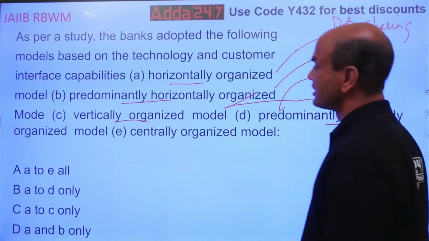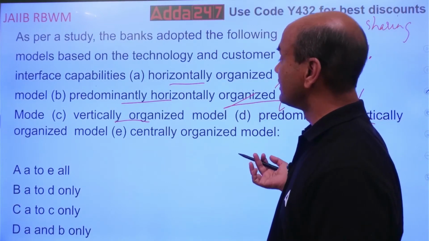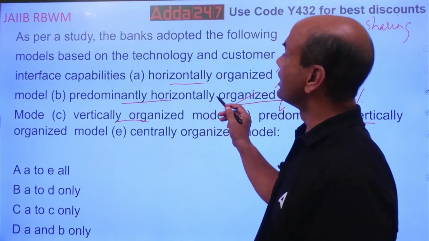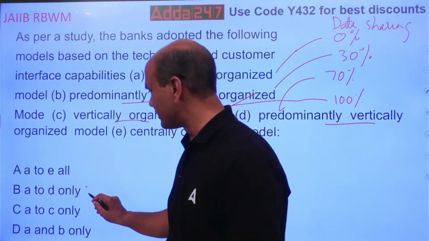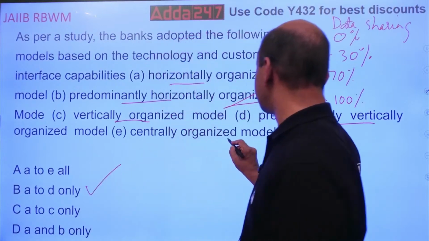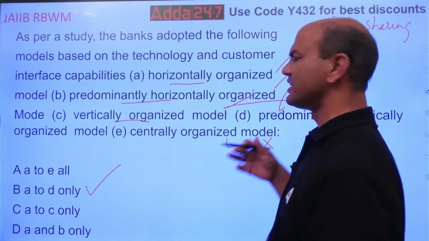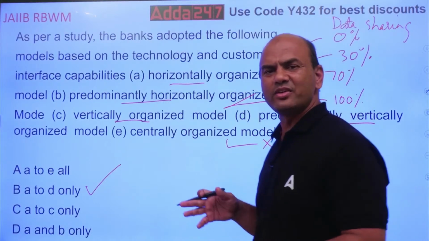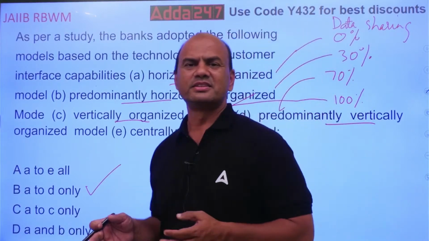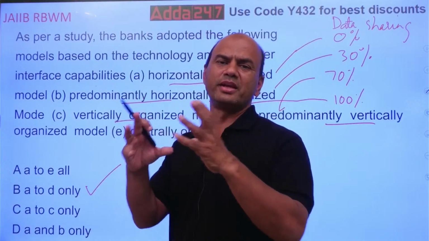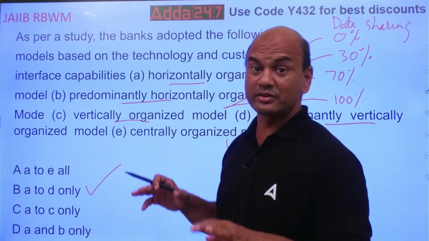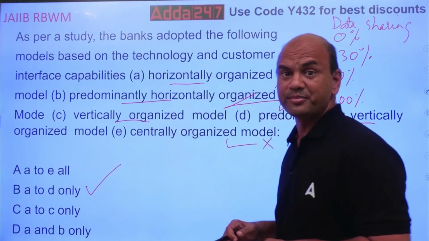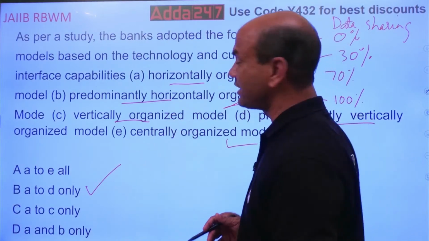Coming back, what is the answer? The answer is A to D only. E is not there. Centrally organized model, it's nothing like this. Centrally organized model, we call it central office or that main server. Then we have below, that is separate. That is not related to this delivery. Got it, everyone? Clear? Move on.